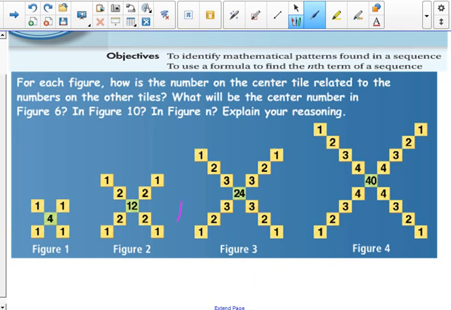So what do you think here? What's going on with that center number and the tiles around it? What can you say? Yes, all of the outside numbers, all the numbers in yellow of each figure add up to be the green. So now let me really challenge you here.